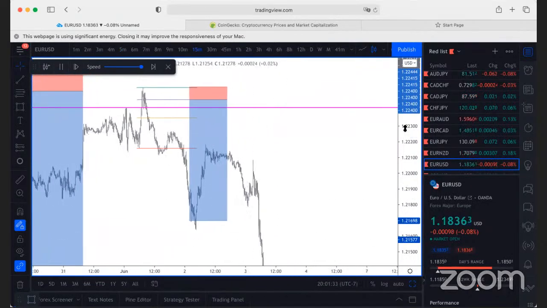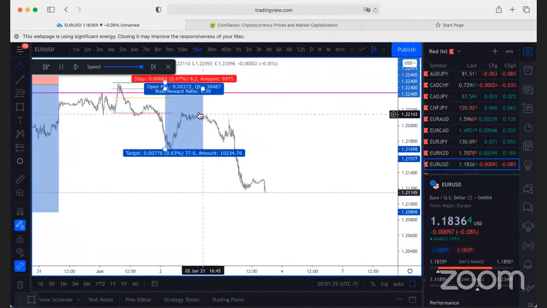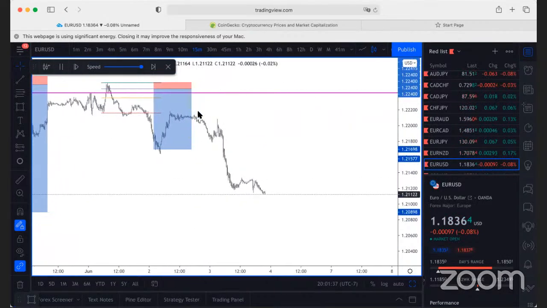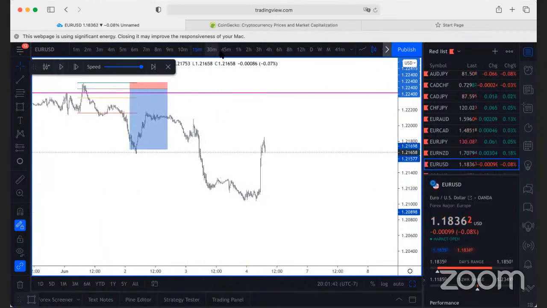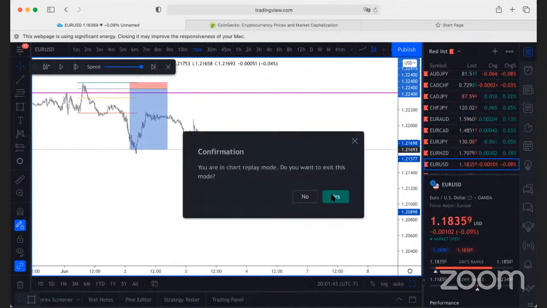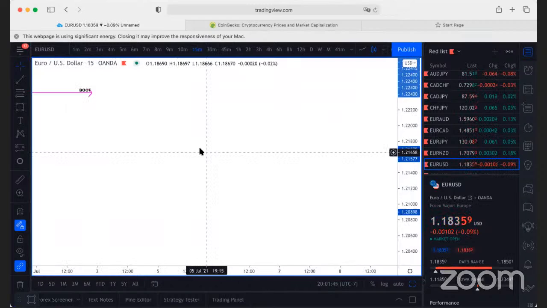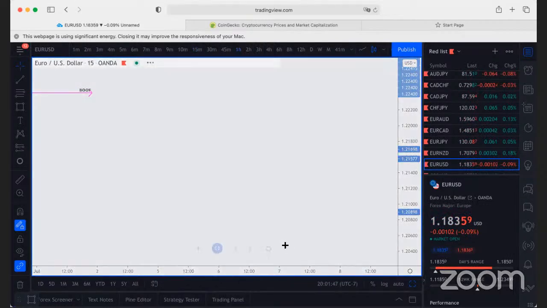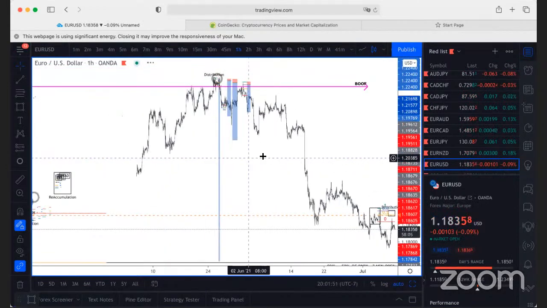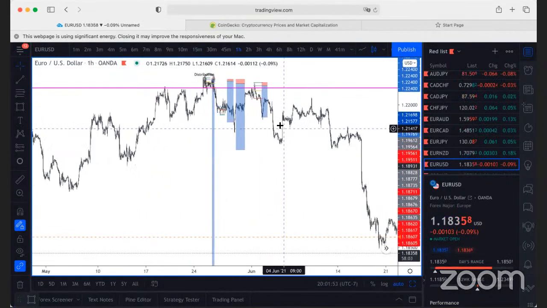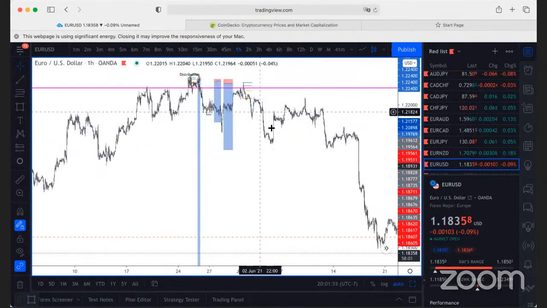All right. So that is that. Let's scale out one more time. Go to current price. Okay, nice. So that was the last entry right there.